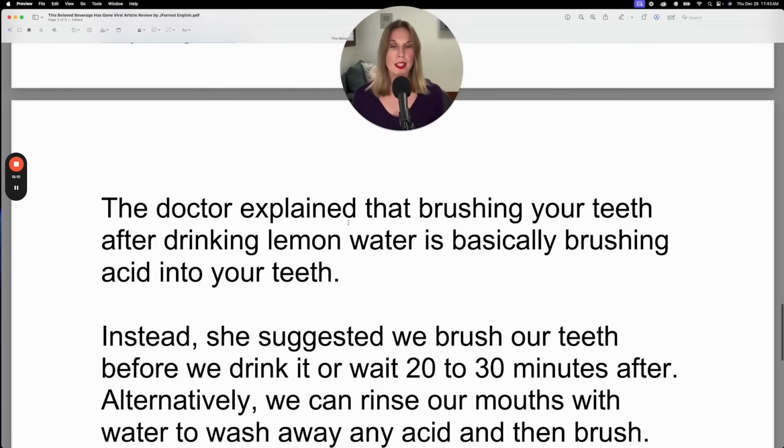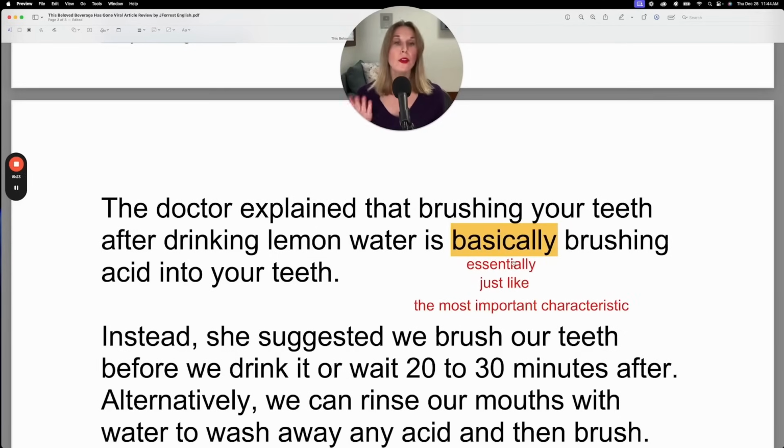The doctor explained that brushing your teeth after drinking lemon water is basically brushing acid into your teeth. I highlighted this adverb, basically, because there's another very common one that will help you sound more fluent, which is essentially. Lemon water is essentially brushing acid into your teeth. Now, both of these mean just like. So when you brush your teeth after drinking lemon water, it's just like brushing acid into your teeth.